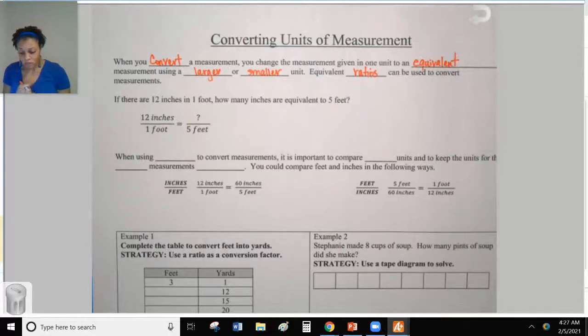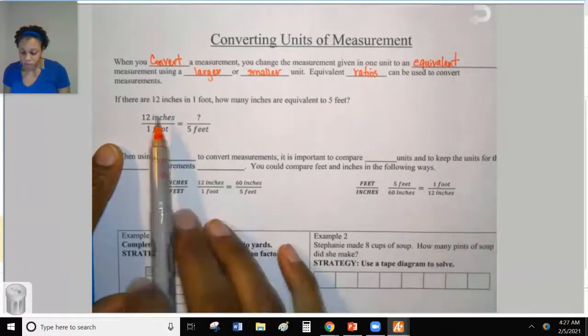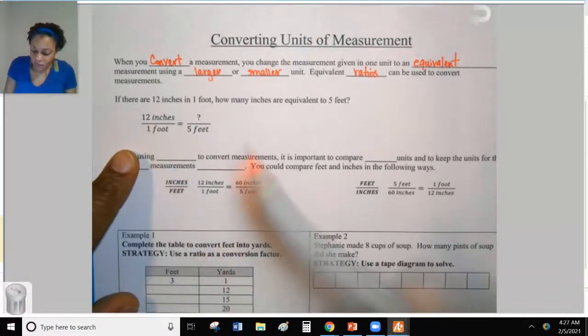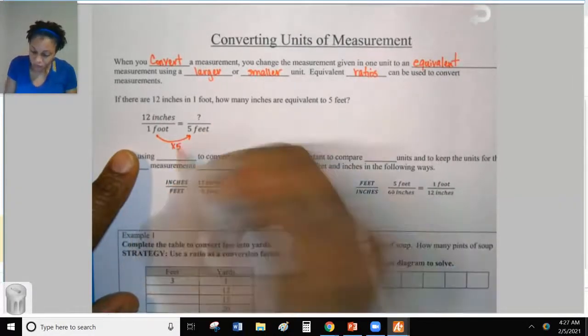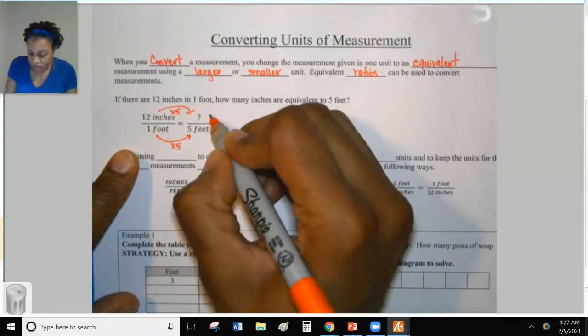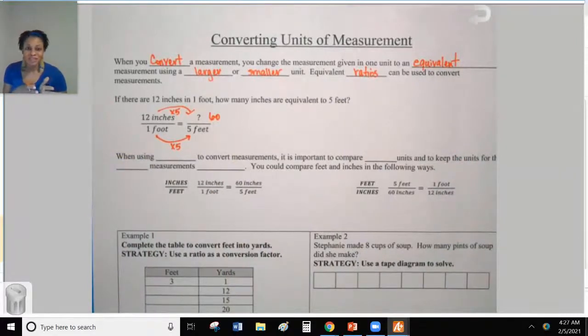So here's an example. If there are 12 inches in 1 foot, how many inches are equivalent to 5 feet? So 12 inches in 1 foot. We're going to use the same thing we've been using. How could I go from 1 foot to 5? Multiply by 5. Whatever I do to the bottom, I do the same to the top. 12 times 5 will give me 60. Okay? So if I was converting inches to feet, if I had 5 feet and I want to know how many inches, this would be the conversion factor I would use. I could find that on my star chart.